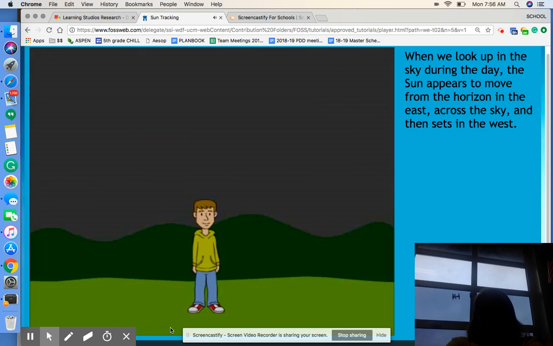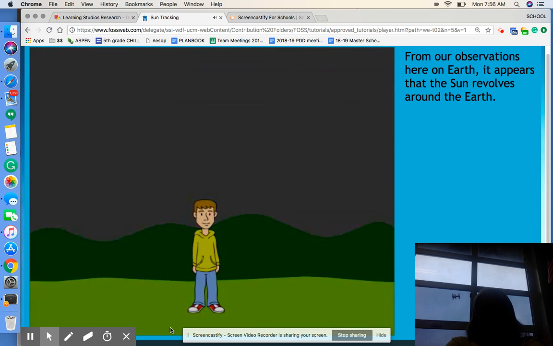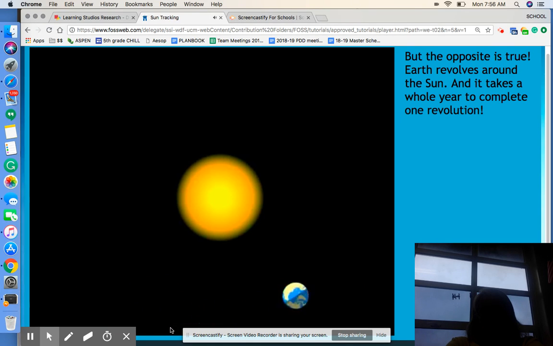When we look up in the sky during the day, the sun appears to move from the horizon in the east, across the sky, and then sets in the west. From our observations here on Earth, it appears that the sun revolves around the Earth. But the opposite is true. Earth revolves around the sun, and it takes a whole year to complete one revolution.